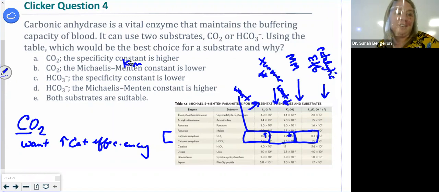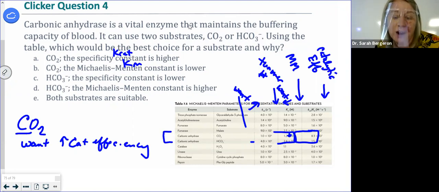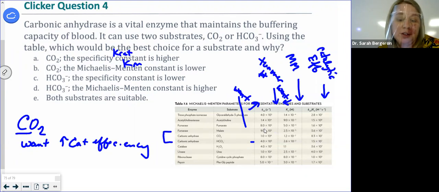So then your specificity constant is what for CO2 in A? K-cat. So A and B would both be correct. Which one is going to have the greatest effect on catalytic efficiency? You have way different values: 10 to the 6 versus 10 to the 5. What's going to have a bigger effect? The specificity. The KMs are both times 10 to the negative 2.